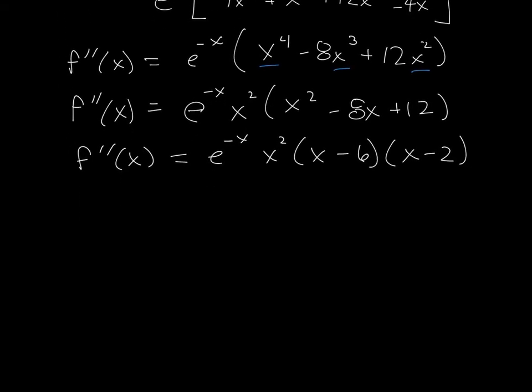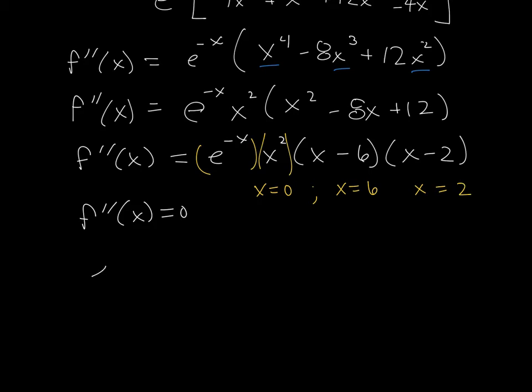We are now at a point where we can use the second derivative test. Where does the second derivative equal 0? Well, that happens with each of the factors equal to 0. We talked about before how that e to the negative x can never equal 0. So we have 3 more solutions here. We have that x could equal 0, x could equal 6, and x can equal 2. So that gives me my interval test that I need to set up for the second derivative. I have 0, 2, and 6.